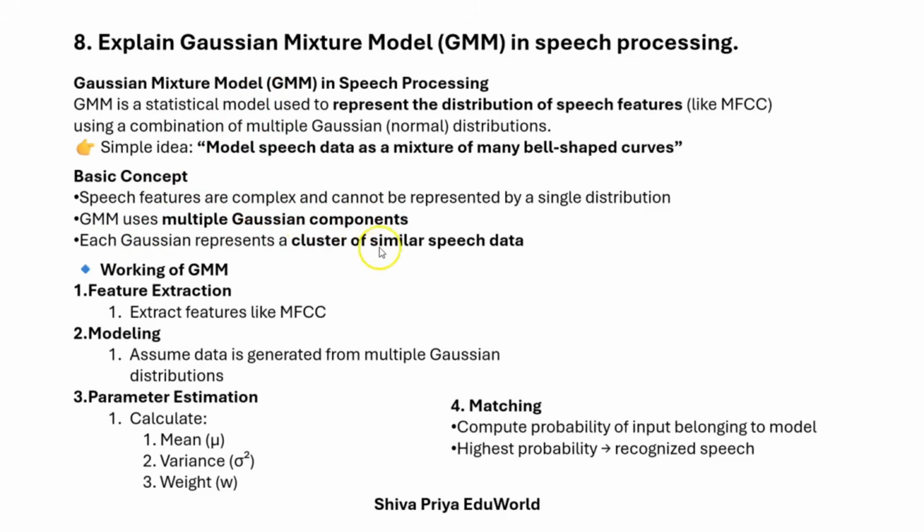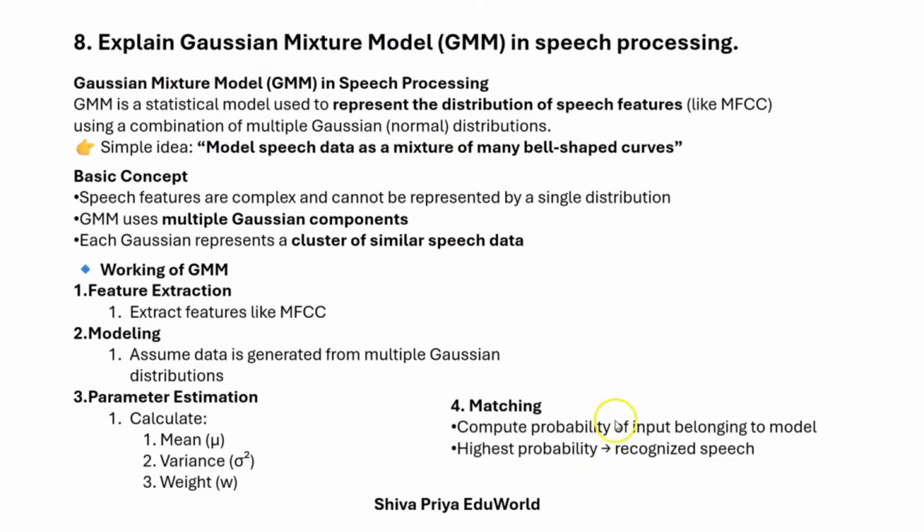And each Gaussian represents a cluster of similar speech data, which makes it efficient and simple as well. Working of GMM, how will it work? Feature extraction: it extracts features like MFCC. After that, modeling: it assumes the data is generated from multiple Gaussian distributions. And parameter estimation: how to calculate? We have mean, variance and weight. These are all the parameters to calculate this Gaussian mixture model.